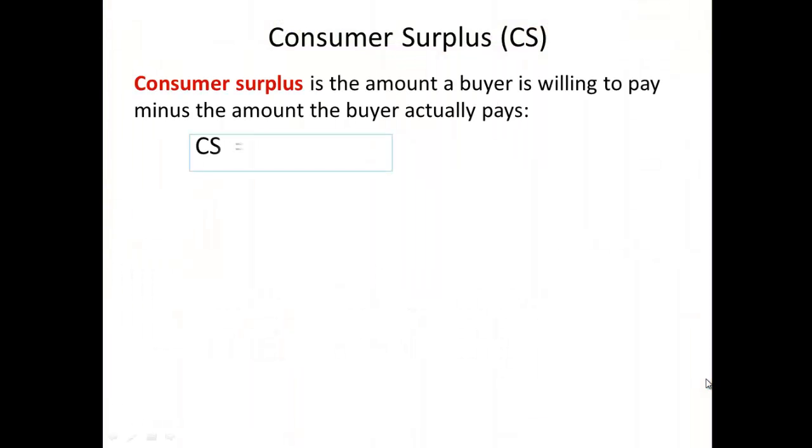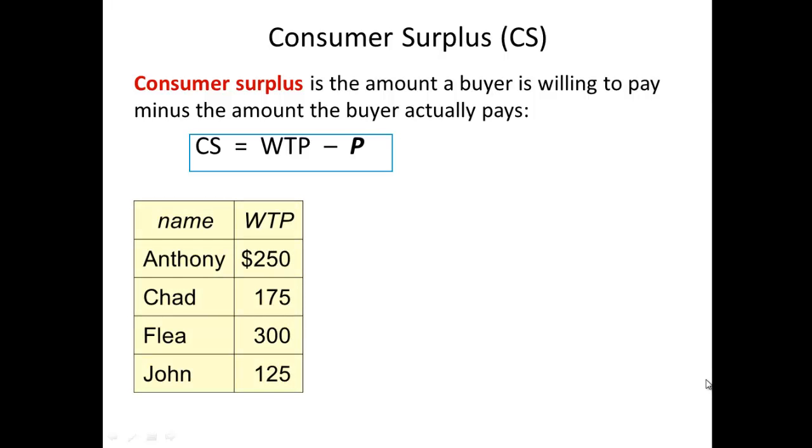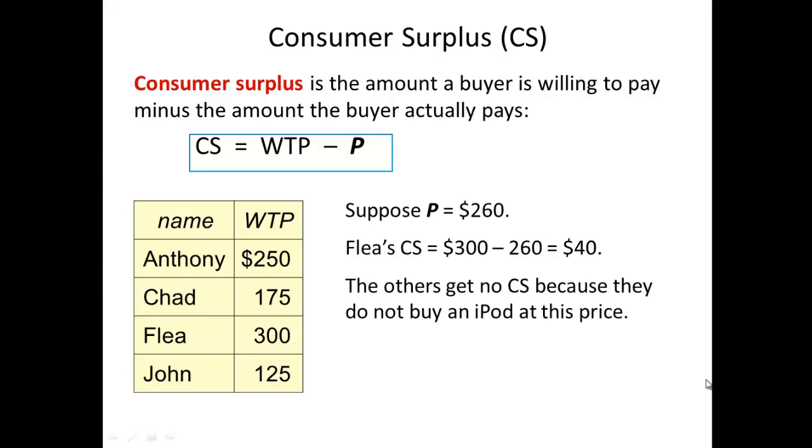In this segment of the lectures, we're going to talk about consumer surplus. When we talk about consumer surplus, basically what we're talking about is the difference between a consumer's willingness to pay, WTP, from the last lecture, and what they actually buy. So I may be willing to pay $250 for an iPad, but if I only spend $160, the difference between the $250 and the $160 is my consumer surplus.